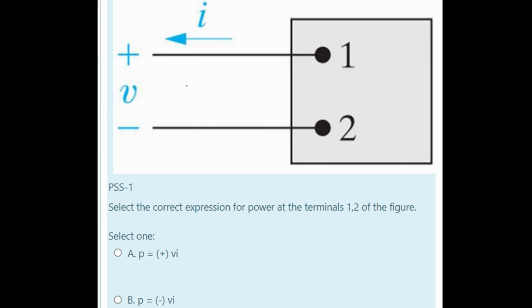In this problem, we are given a figure and we are asked to select the correct expression for power at the terminals 1, 2 of the figure. So we need to select one, either A or B.